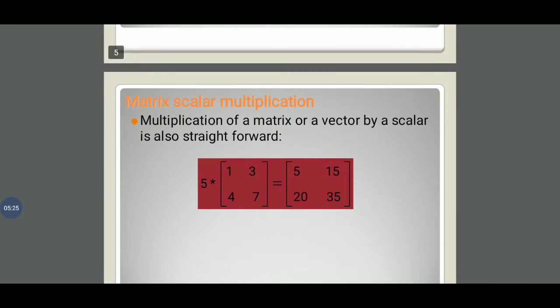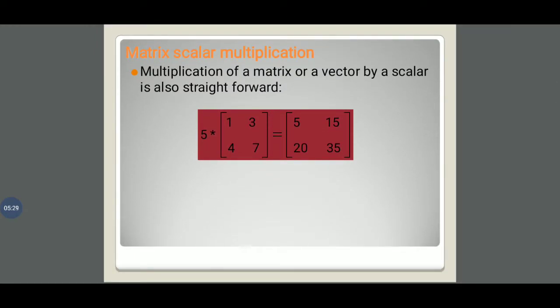Okay, now we will move further to consider scalar multiplication of a matrix. A scalar means any simple number, we can say any non-zero number. If you multiply some number to the matrix, that means we have to multiply every element of the matrix by that number, by that scalar. Let's consider one simple example: 5 into the matrix 1, 3, 4, 7. Here 5 is a scalar, and multiplying it to the matrix means every element of that matrix should be multiplied by that scalar. We get 5, 15, 20, 35 after multiplying by 5.